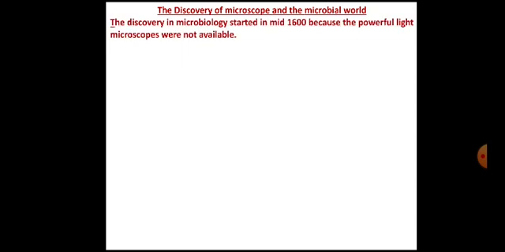The discovery of microbiology started in the mid 1600s because powerful light microscopes were not available. So the major barrier to discovering microorganisms at that time was the lack of powerful lenses. What is a microscope? A microscope is a combination of lenses. The powerful lenses were not available in sufficient quality to see very small objects like microorganisms. So it started around 1600.